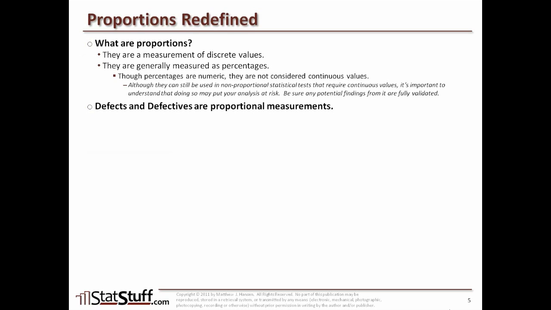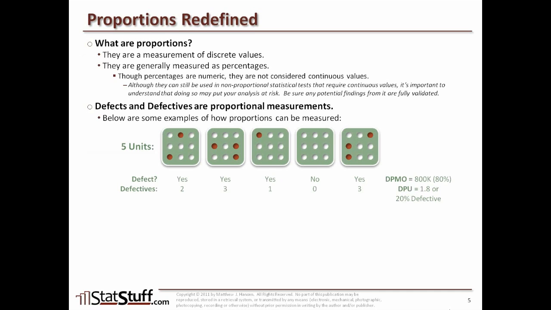Now, defects and defectives are the measurements we might use for proportion. As an example here, we have 5 different units, and each of these dots represents an opportunity per unit, and the red dots represent a defect within each unit. From a unit perspective, we might say 4 of these 5 units are defective because they have at least one opportunity that's a defect. In that case, the DPMO measurement we might use is 800,000, or 80% defective.